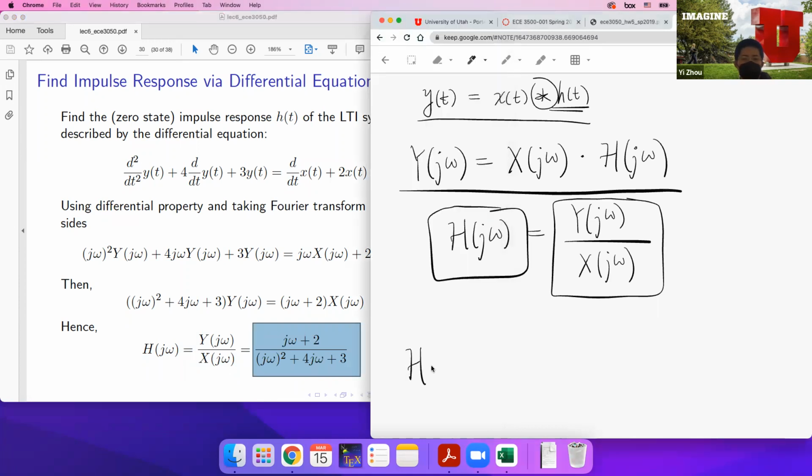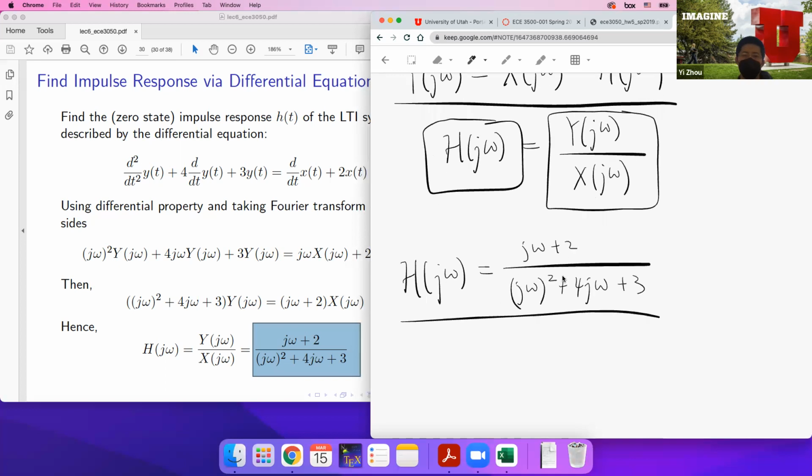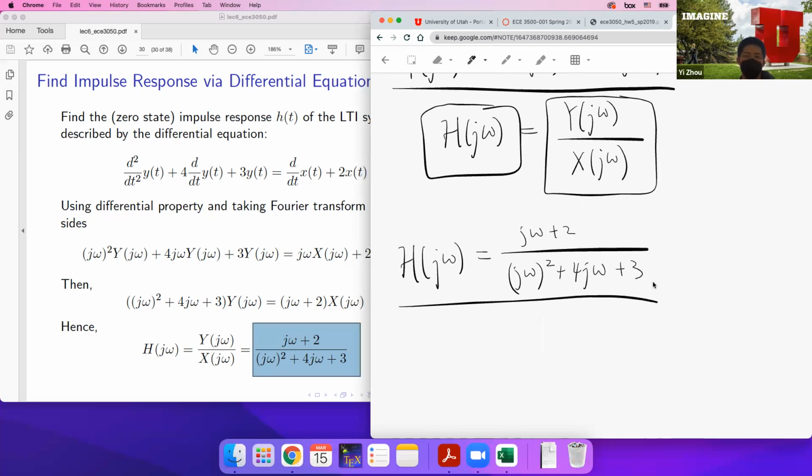So in the end, we can conclude H(jω) is specifically given by this one. So this is the spectrum of h(t). And then as long as this spectrum is given, you can do an inverse Fourier transform to figure out the time domain impulse response.